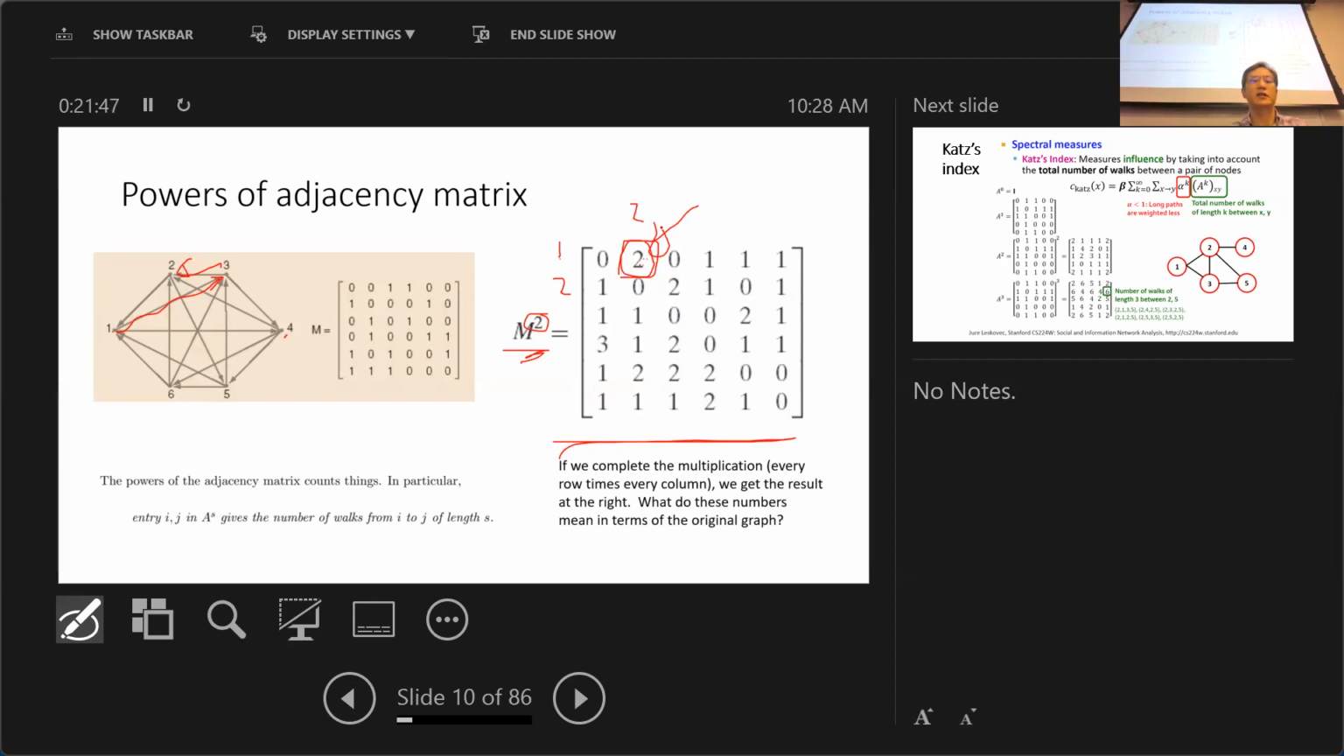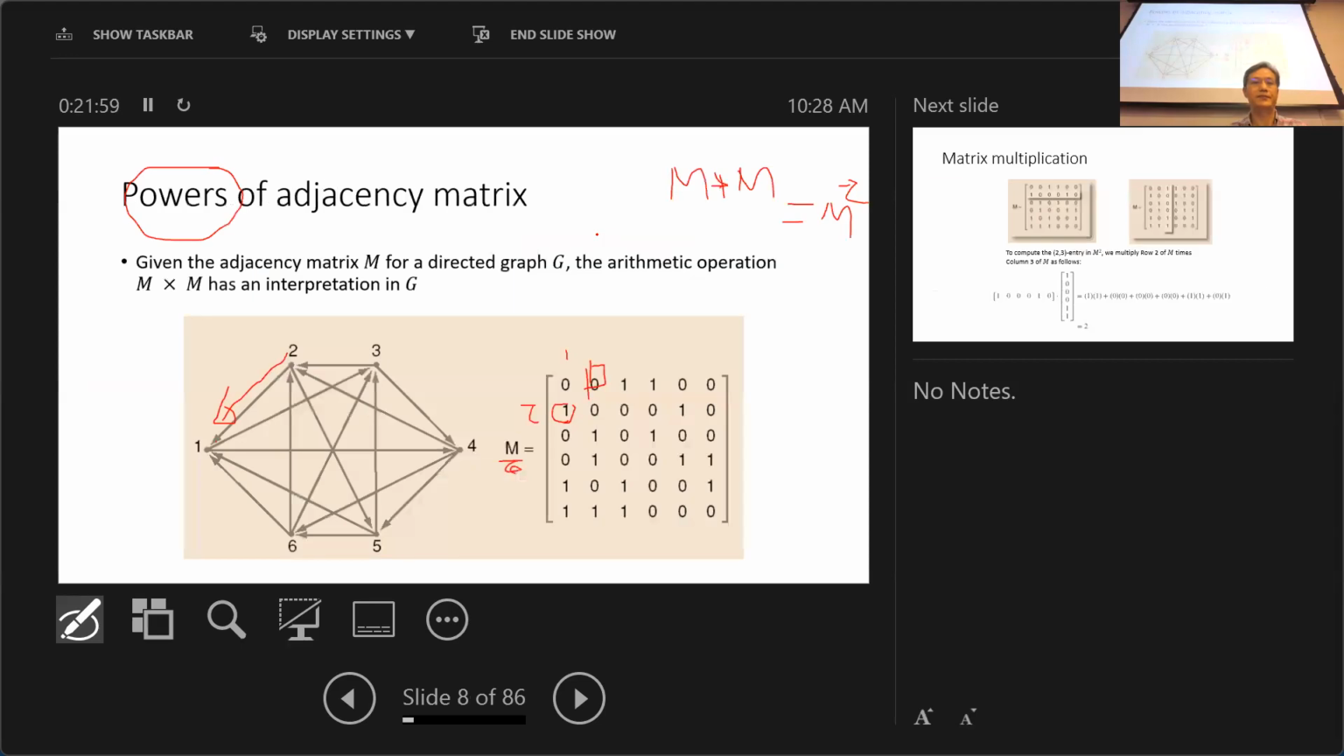Now you can validate, say, okay, this position is from 4 to 1. From 4 to 1, by 2 steps, you should have 3 different ways. You can go 4 to 2 to 1, one way. 4 to 5 to 1, another way. 4 to 6 to 1, third way. So the value there is you have 3 different ways to go from one node to another by 2 steps.